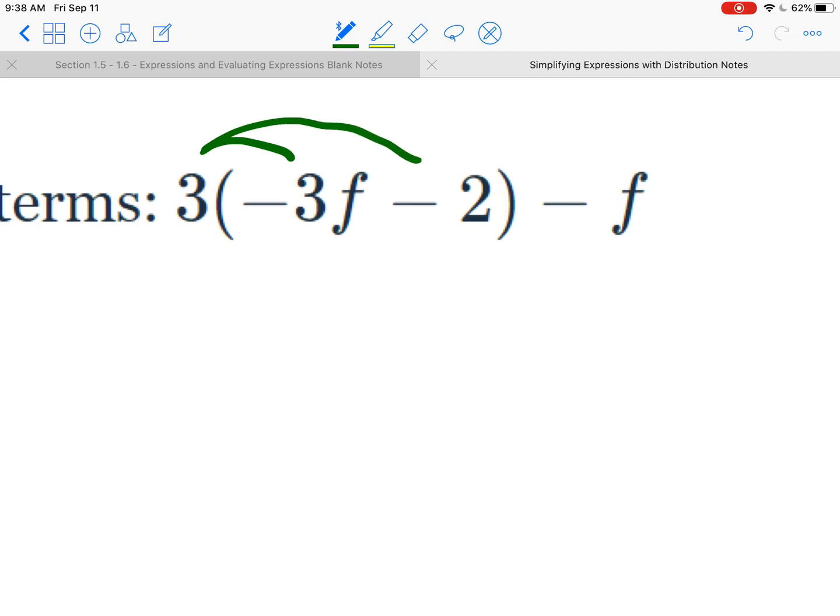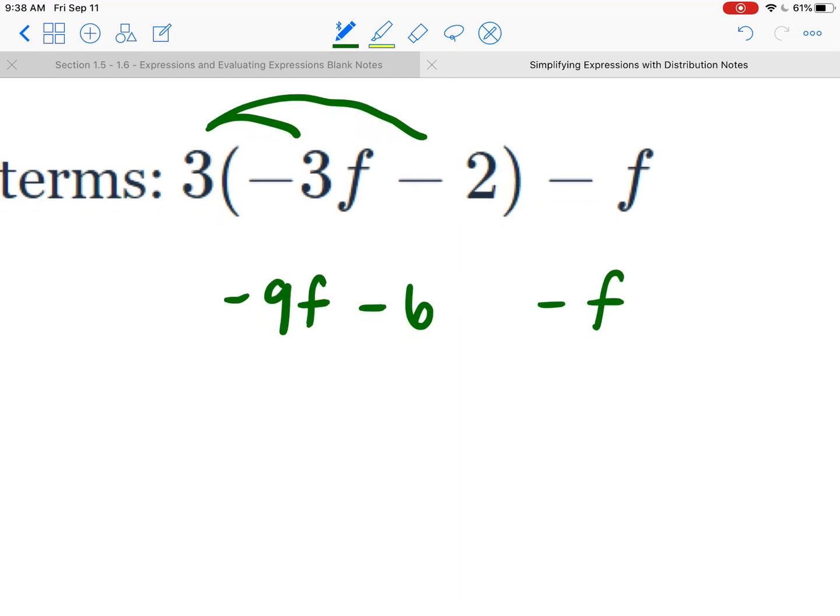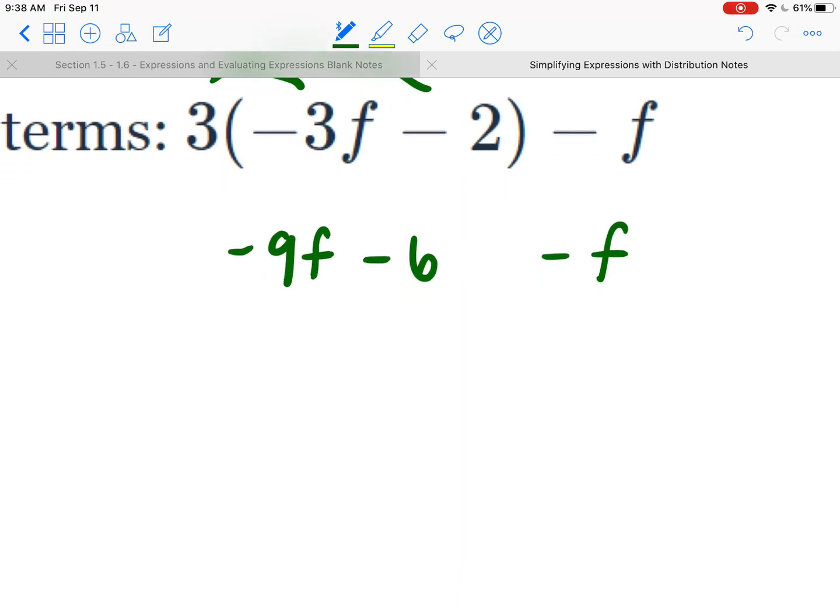Okay? So we're going to distribute this 3 here. When you multiply 3 by negative 3f, you get negative 9f. 3 times negative 2 is minus 6. And then we're going to leave the minus f there. And then from here, we're going to combine like terms. So there's a negative 9f and a negative f there. So if you have negative 9f and you subtract an f from that, that's going to give you negative 10f.